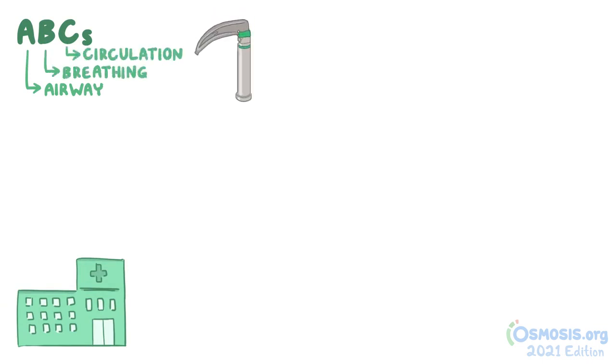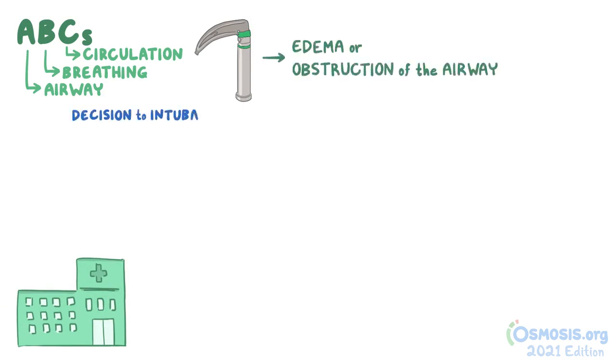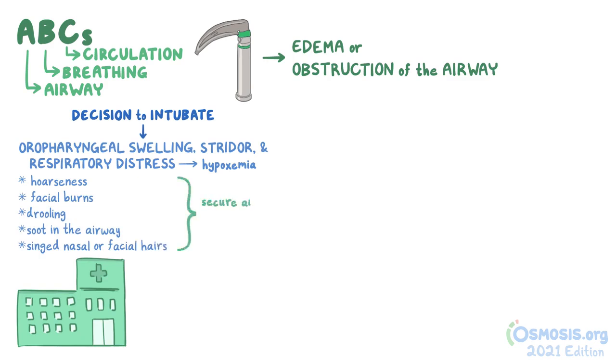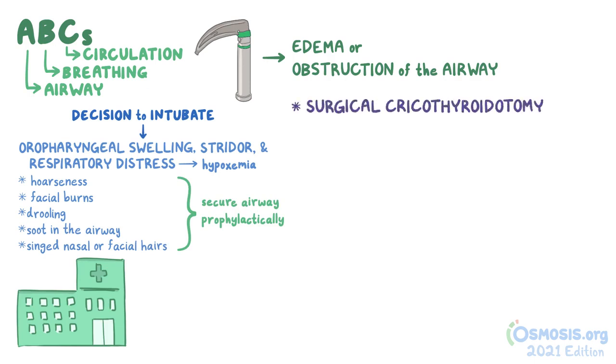Using a fiber optic or direct laryngoscope, look for edema and obstruction of the airway. The decision to intubate is based on the presence of oropharyngeal swelling, stridor, and respiratory distress causing hypoxemia. But sometimes it's more subtle. Clinical signs like hoarseness of voice, facial burns, drooling, soot in the airway, or even singed nasal or facial hairs should encourage you to secure the airway prophylactically, even if the airway isn't swollen yet, or they're not in obvious respiratory distress. Sometimes it's too late and the airway has closed, and in that case, a surgical cricothyroidotomy is performed.